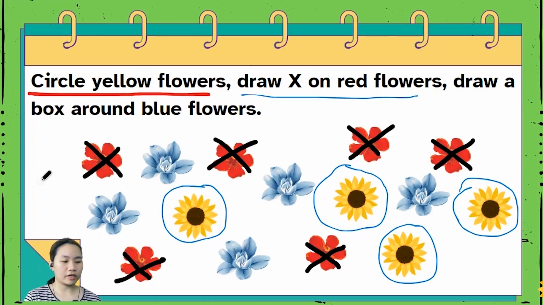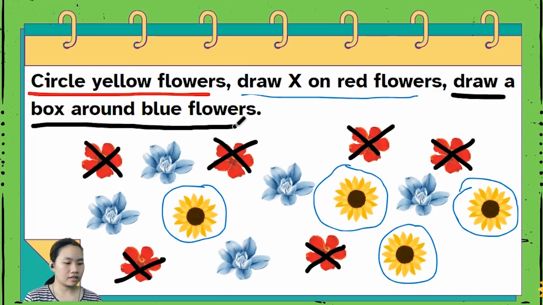So can you tell me how many red flowers are there? Let's count. 1, 2, 3, 4, 5, 6. There were 6 red flowers. Okay. What about the yellow flower? 1, 2, 3, 4. There are 4 yellow flowers and 6 red flowers. Now let's handle the last part of the exercise.